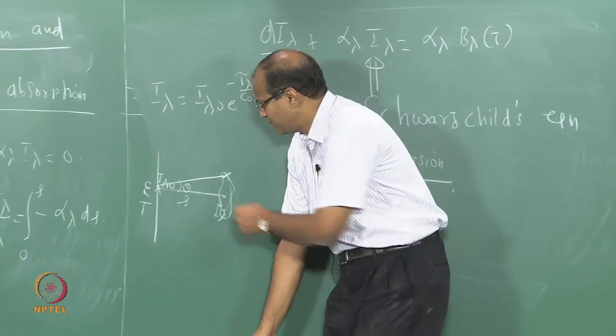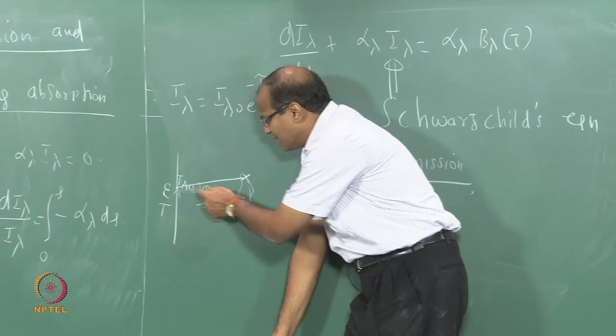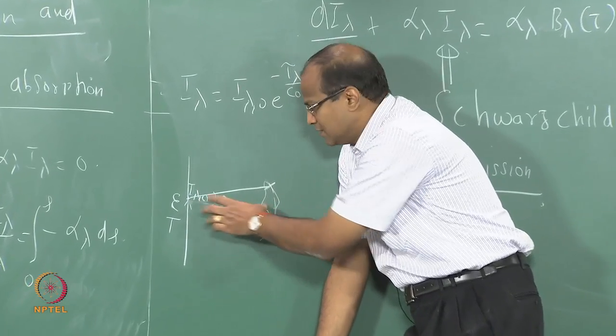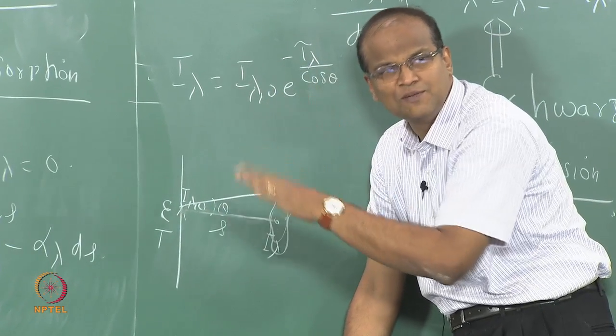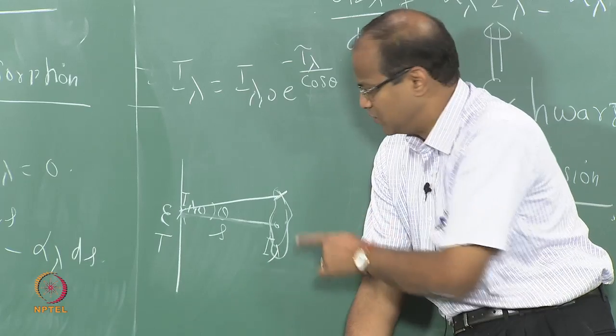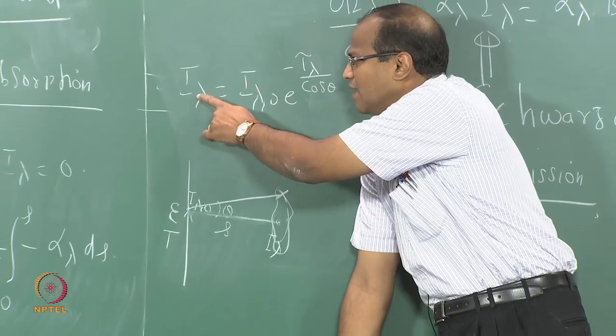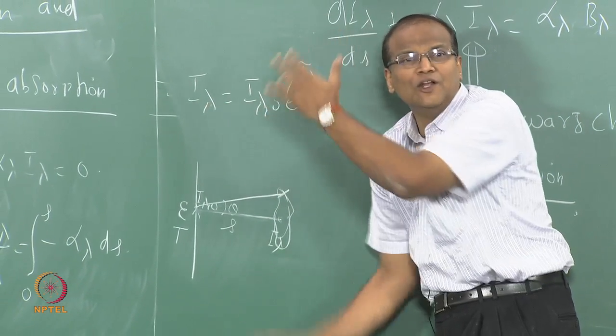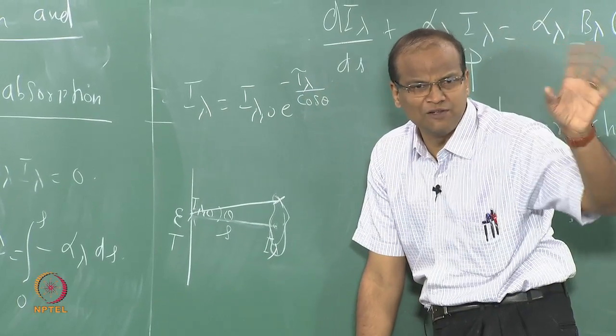Please watch. Radiation from here is traveling all the way up to here. There is a gas volume, and that fellow is playing mischief. He is reducing the radiation. So this I lambda is lower compared to I lambda naught by a factor of e to the power of minus tau. That e to the power of minus is always varying from 0 to 1.